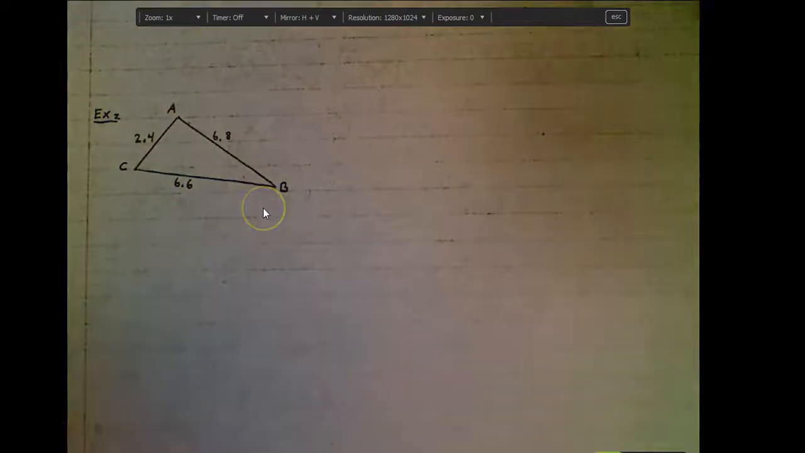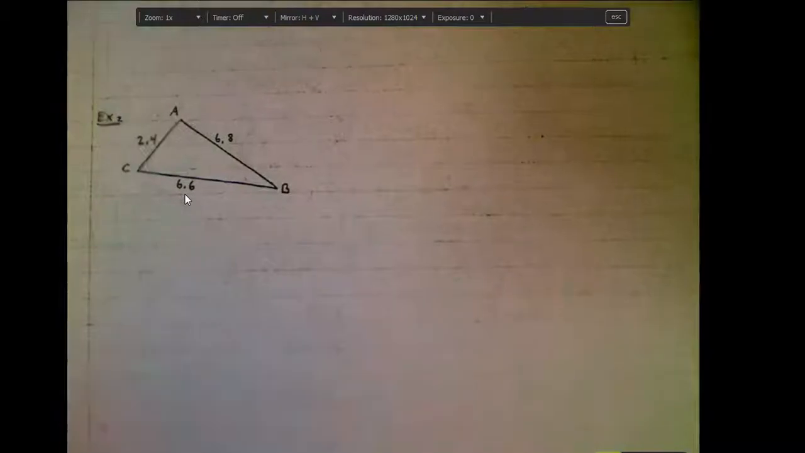Okay, so moving on to one more example. Looking at example 2, just a little different scenario. Notice in this one we now know all 3 sides, but we don't know any of the angles. Again, the law of sines is out because nowhere do I have a completed ratio. I don't know any angle and its opposite side. So I have to turn to the law of cosines.